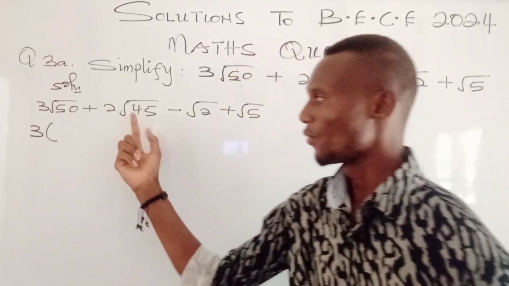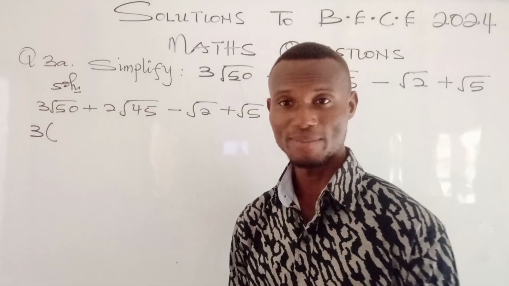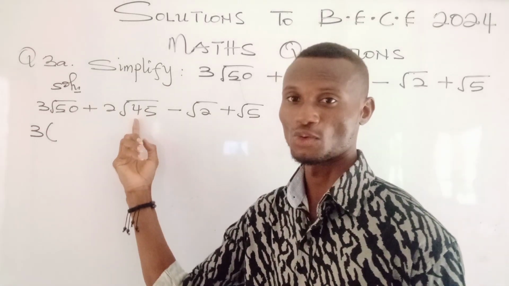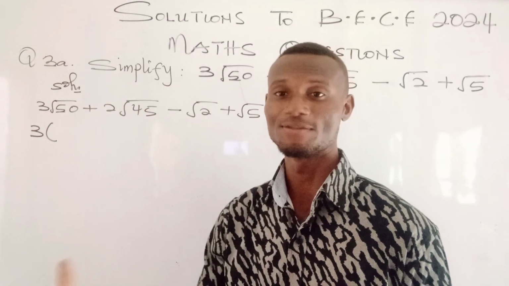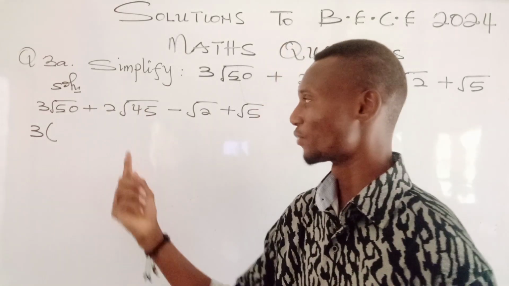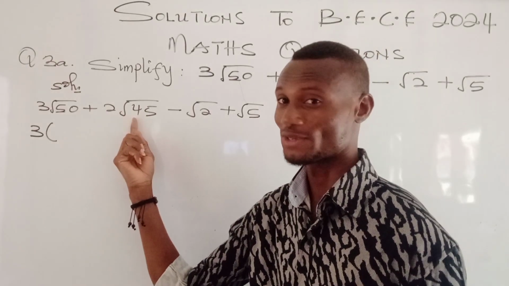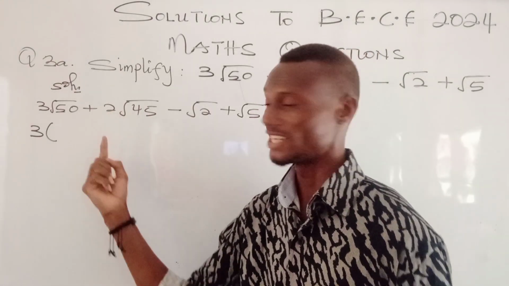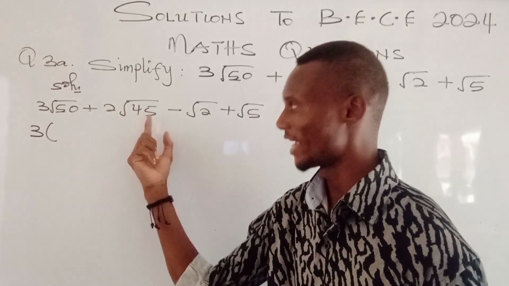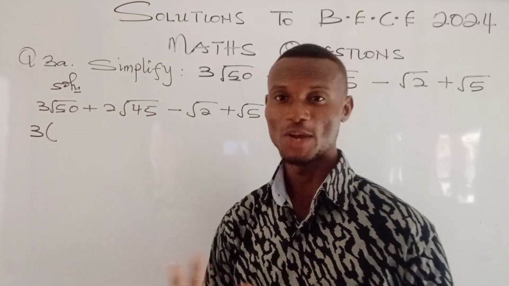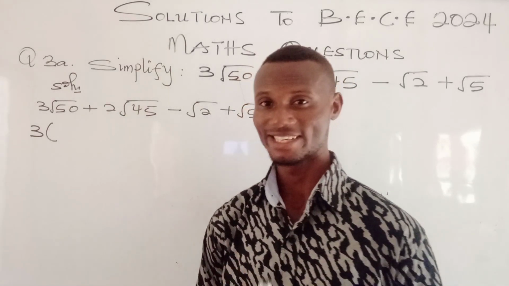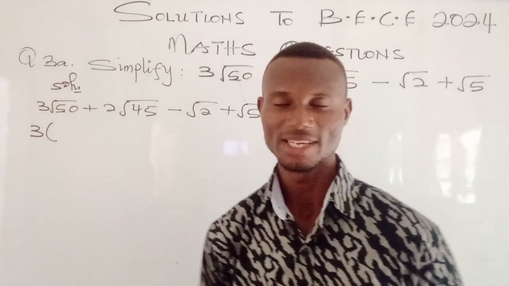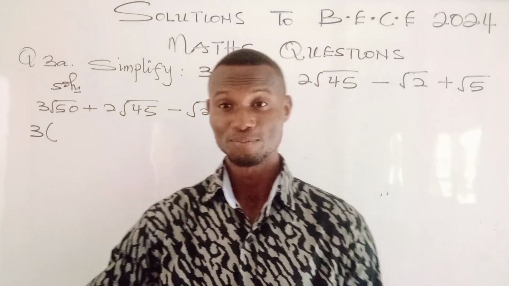We are going to use the same approach to simplify the root 45. Using the simplification of surds that I taught you, we are going to simplify the square root of 45, and the result that we get, the 2 here will multiply it, because the 2 is multiplying the root 45. I hope the explanation is clear enough up to this point. So now, how do we simplify the root 50? I've taught you this in the previous videos.